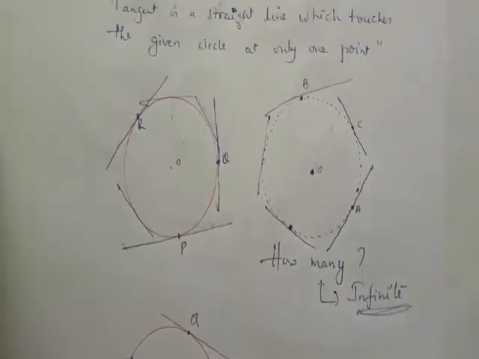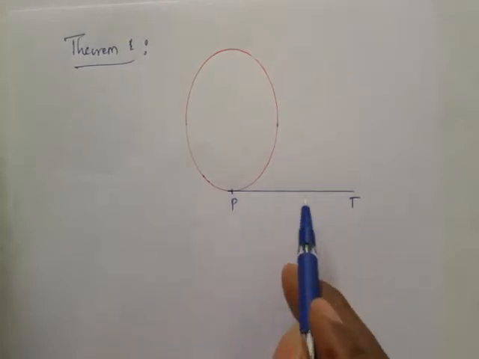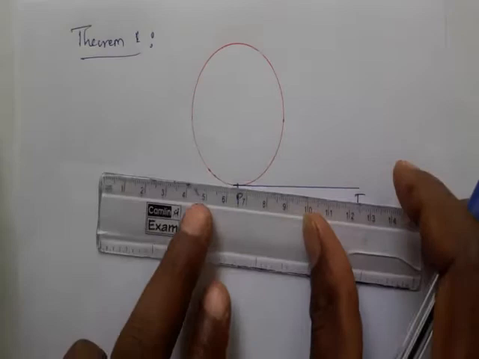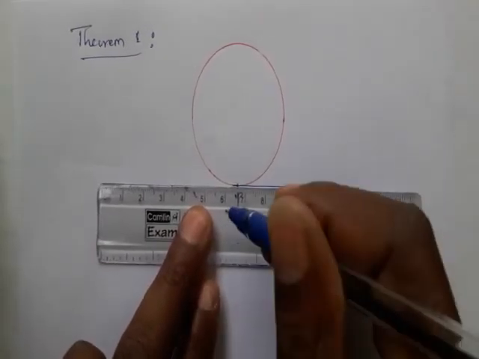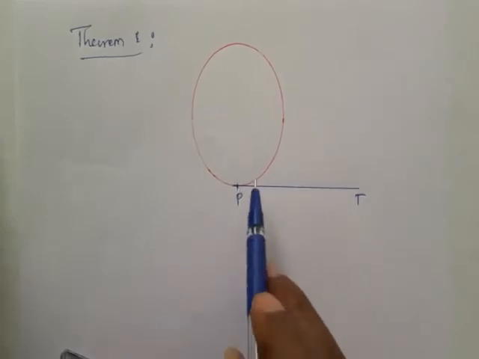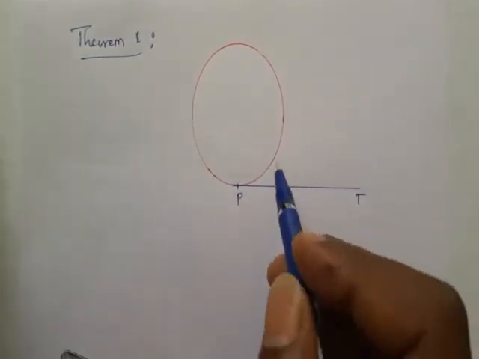Here in this PT, I can say it is a tangent, because if we extend the PT like this, it will not meet the circle once again, because it is meeting only at P, that's it. If we extend, it goes away from the circle.